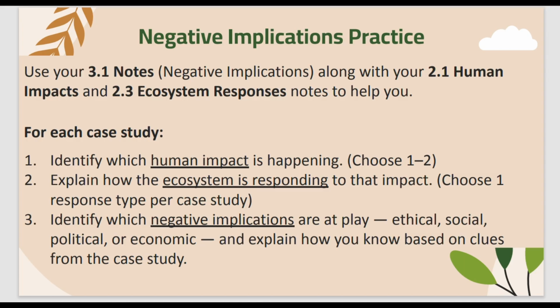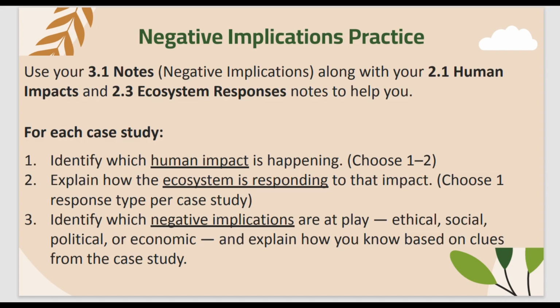All 3 of those will assist you with these 6 questions, because in these 6 questions, you're going to read the case study. It is 3 to 5 sentences long. You're going to identify which human impact is happening. So that's when you're going to need your 2.1 notes. You're going to choose 1 to 2. Some problems have 2 impacts occurring. Some problems have only 1 impact occurring. So you'll identify, is it overexploitation? Is it climate change occurring? Is it invasive species you're reading about? Is it habitat destruction, pollution, whatever?